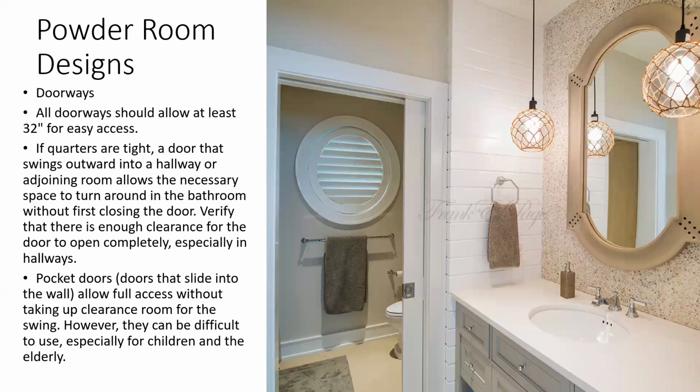So ideally, the doorway should allow at least 32 inches for easy access. Again, if accessibility is a concern, we might have to bump that up a bit. So if you've got a tight space, like this small space in a powder room, normally on a house the doors swing into the room, but on a small powder room, it might not allow you enough space to get in and have a door swinging in. So you can use pocket doors. You can have the door swing out of the powder room.